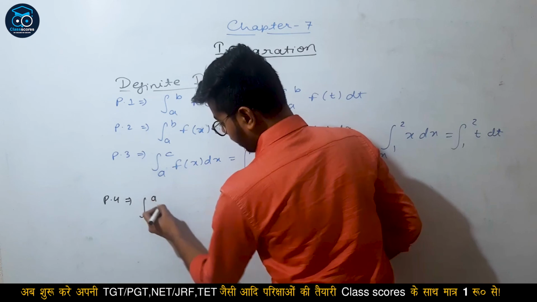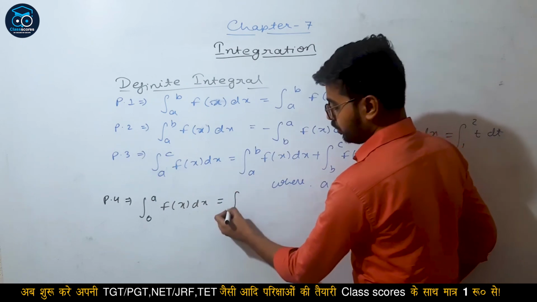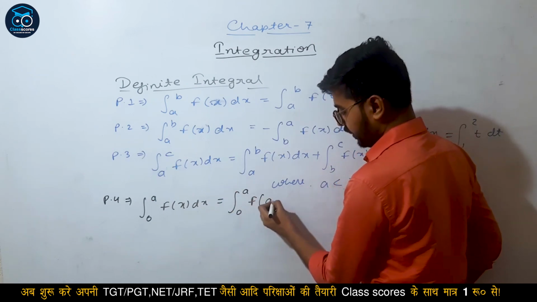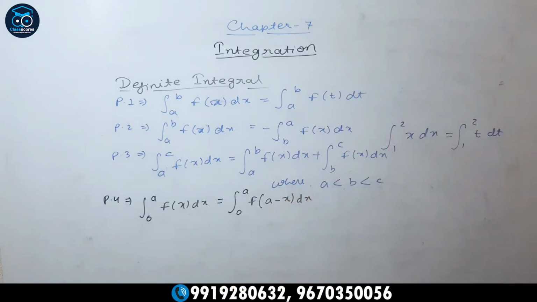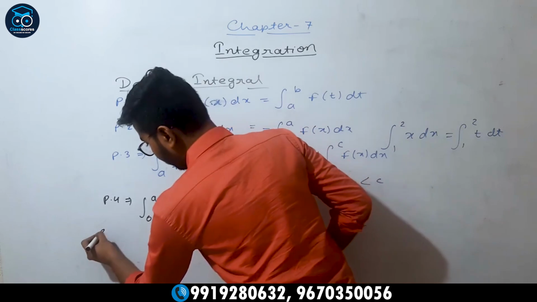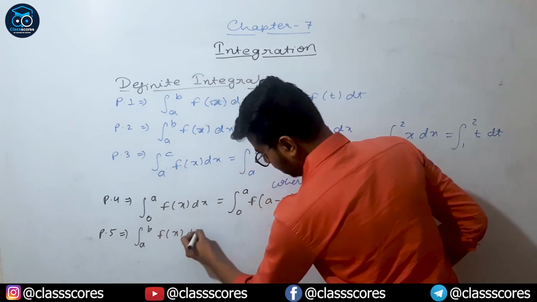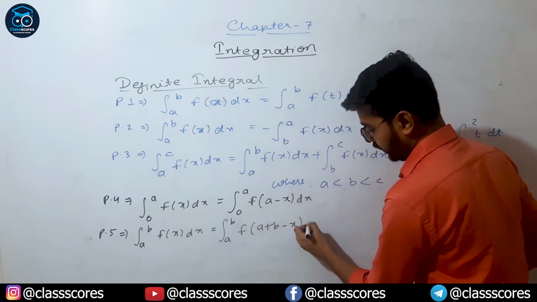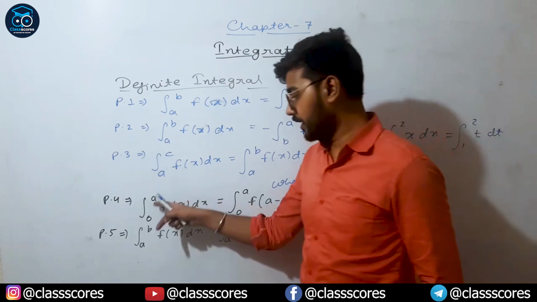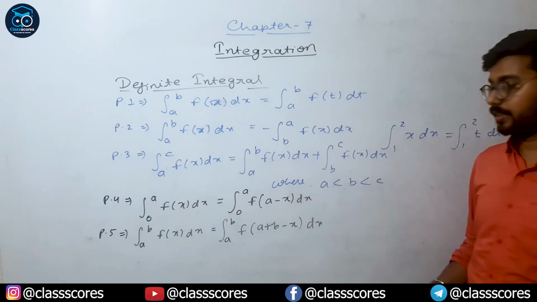Now moving towards the fourth property, that is, this will be the important property. If the limit 0 to a f(x) dx is given, then it is also equal to 0 to a f(a minus x) dx. The integral value for both the functions is equal. Now moving towards the next property, property number 5. If the limit a to b f(x) dx is given, then it is equal to a to b f(a plus b minus x) dx. Both the properties are the same. If we add a plus 0, then we get a minus x. Here a plus b, it will be written in this form.